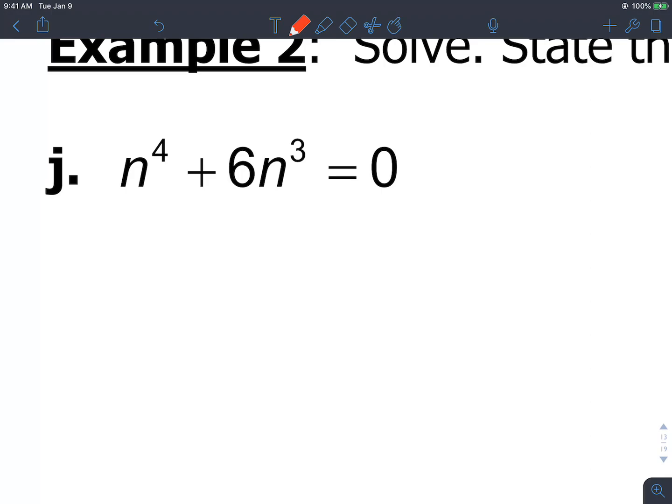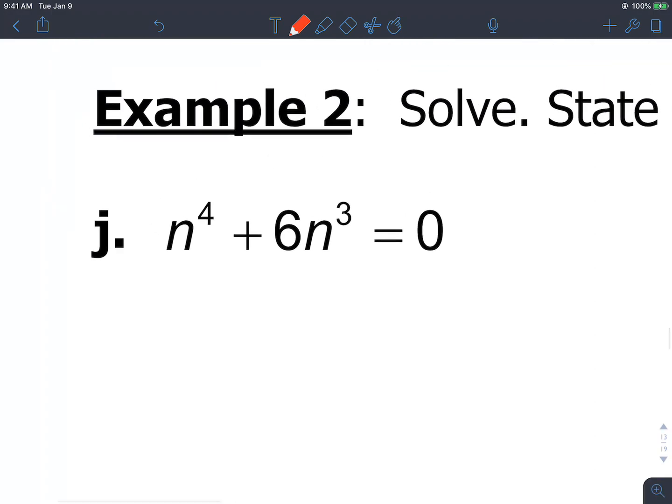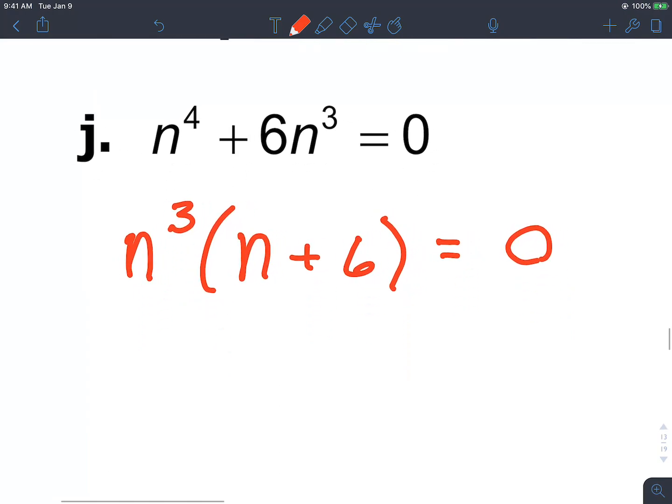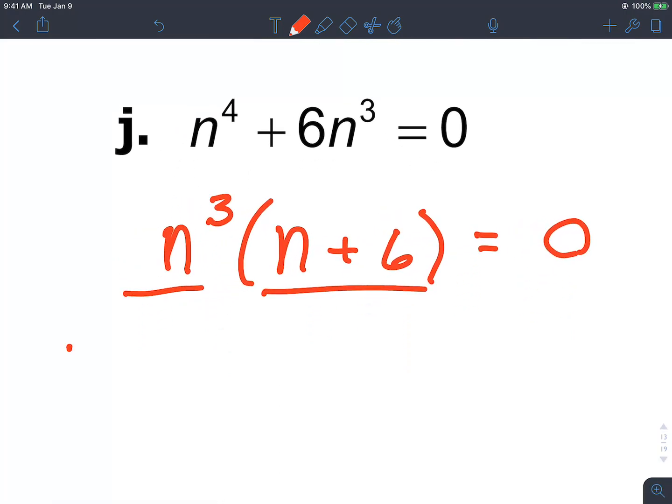So you got 2 terms in this case. I think the factor technique we're going to use is greatest common factor. These are both divisible by n cubed. And if we divide, we'll get n and then plus 6 left over. Okay, then from here, set your factors equal to 0.